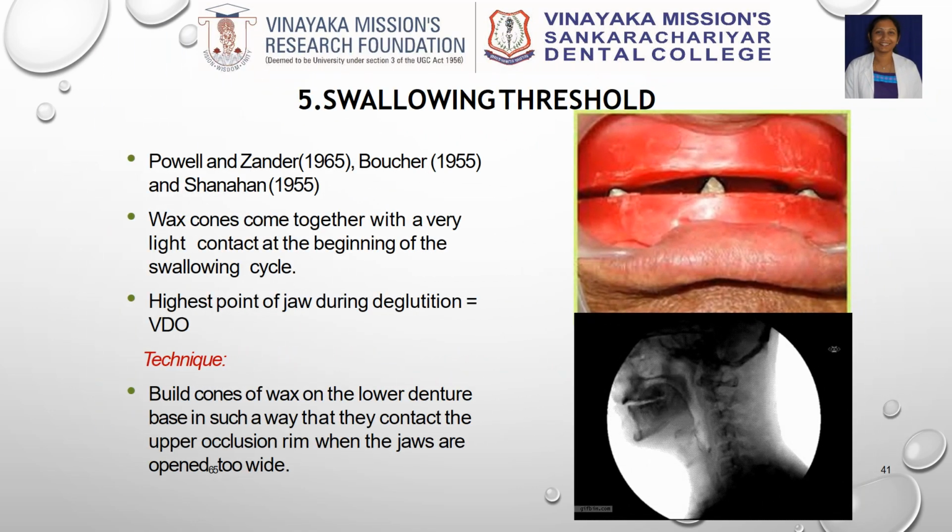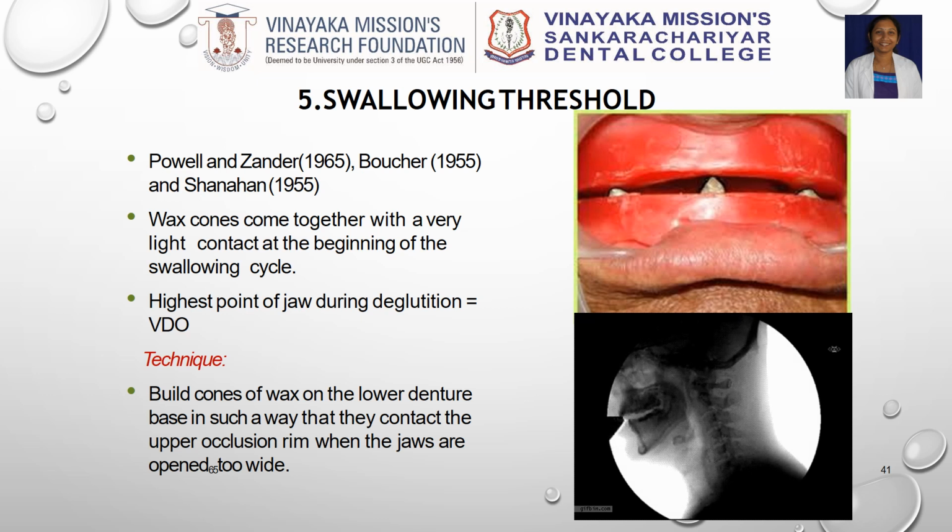Swallowing threshold technique is a technique where the cones of wax are built up in the lower denture base. Here, the patient is asked to swallow. During the beginning of swallowing, there is a very slight contact of the cones to the maxillary bite rims. There will be a high point of contact during the completion of swallowing. That position is called the vertical dimension at occlusion. So that position can be recorded.